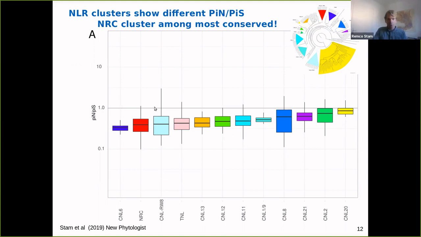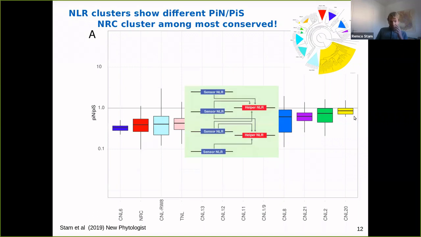If we look overall, we see indeed that this NRC clade is amongst the most conserved. It has at least the least non-synonymous mutations, or amongst the least. And what's also interesting is that, for example, CNL21 or CNL20, these are clades that we newly describe in Solanum chilensis. They do not occur in other species. And these are the most diverse. So evolutionary, that makes sense. You have your helpers that are definitely amongst the most conserved, and you have your sensors that are more diverse. And the newer sensors that are new in this species are even more diverse.